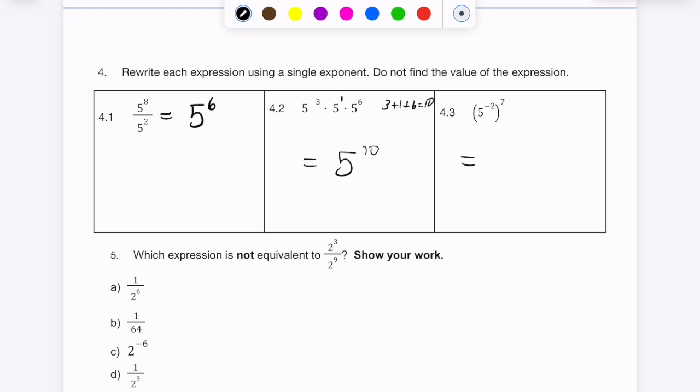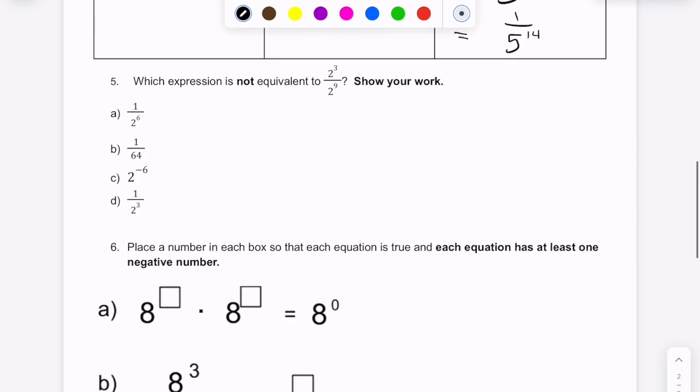And then lastly, we're taking a power to a power. So we multiply the exponents, and this is going to be equal to 5 to the negative 14th power. We could just leave it like that. It says using a single exponent. So that's probably the most correct answer, but you could also write this equivalently as 1 divided by 5 to the 14th power. So this is a really small number, like 0.000 something.